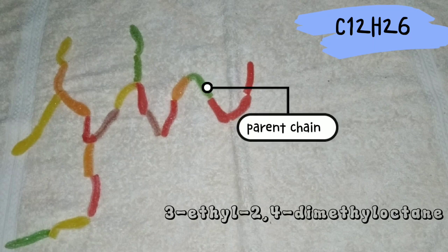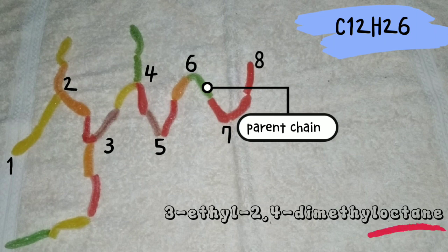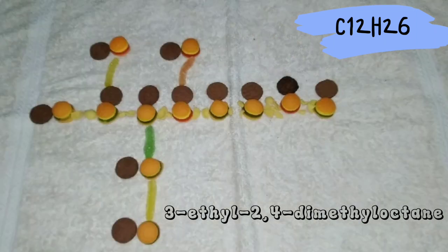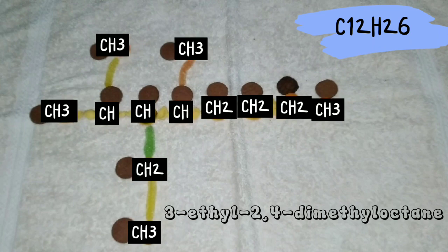Next isomer is what we call 3-ethyl-2,4-dimethyloctane. Since the parent chain is 8, we will call it octane. And in number 3 carbon, we have 2 carbons attached on it, so we will call it ethyl. And in number 2 and 4, there is 1 carbon atom attached on each, so we will call it methyl. Here is the structural formula of it, and it also has a total of 12 carbons and 26 hydrogens.